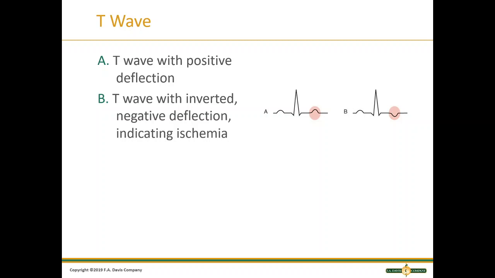This is a positive deflection. It's highlighted for you here. So we see here when it's negative, so this is the way it's supposed to be. If it is negative, that would indicate ischemia. Okay? So this is an irregularity. Okay?